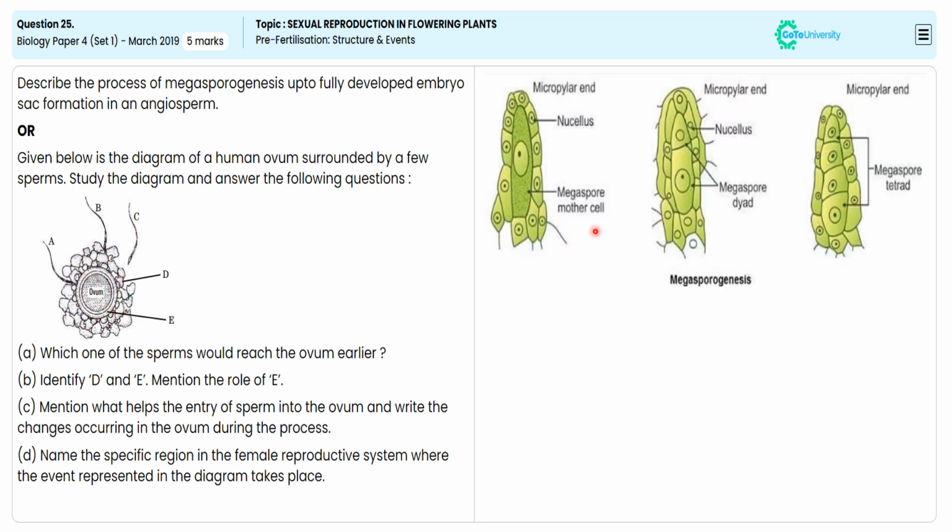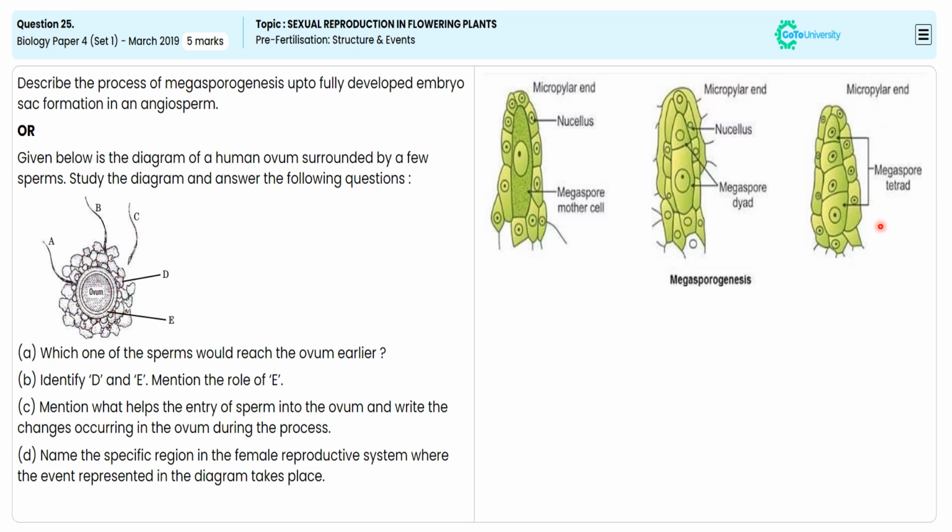In this picture, we can see the megaspore mother cell which is in a position to go for meiosis 1, so that we are getting 2 megaspores. These 2 megaspores, when going for meiosis 2, give 4 megaspores. Among the 4 megaspores, 1 is sustaining and thriving, and the other 3 go for degeneration.